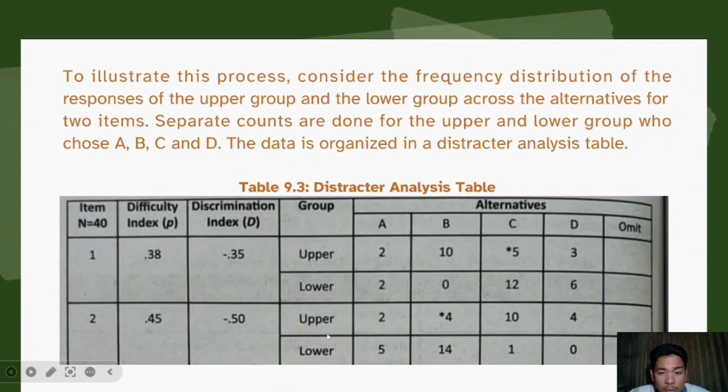That's the same with the item 2 that we have here. Item 2 has a difficulty index of 0.45 and the discrimination index is 0.50, and it's split into two groups, the upper and lower groups, and the key answer or the correct answer is the letter C. So we can say that the upper group is knowledgeable enough to choose the right answer. So the distractors in the upper group are not effective because they choose the right answer. But in the lower group, the distractors here are more effective, especially the letter B, which has 14 students choosing the letter B as their answer, and only one student choosing the letter C as their answer. So that's the distractor analysis table.